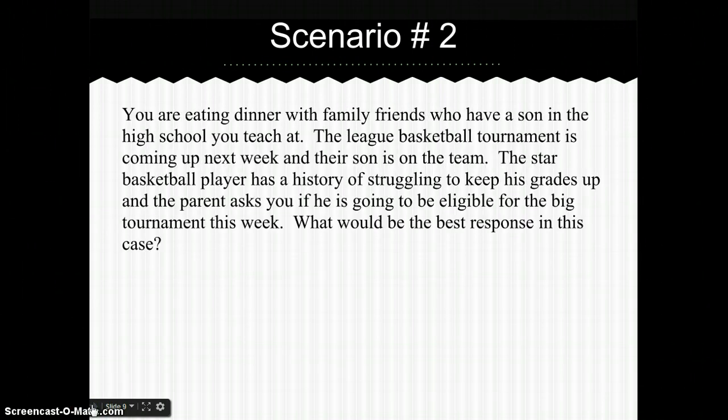Second scenario here. You're eating dinner with family friends who have a son in the high school you teach at. The league basketball tournament is coming up next week and their son is on the team. The star basketball player has a history of struggling to keep his grades up, and the parent asks you if he is going to be eligible for the big tournament this week. How would you respond? Again, you can't discuss grades with this parent. Even though they are very close family friends, legally you cannot discuss his grades.